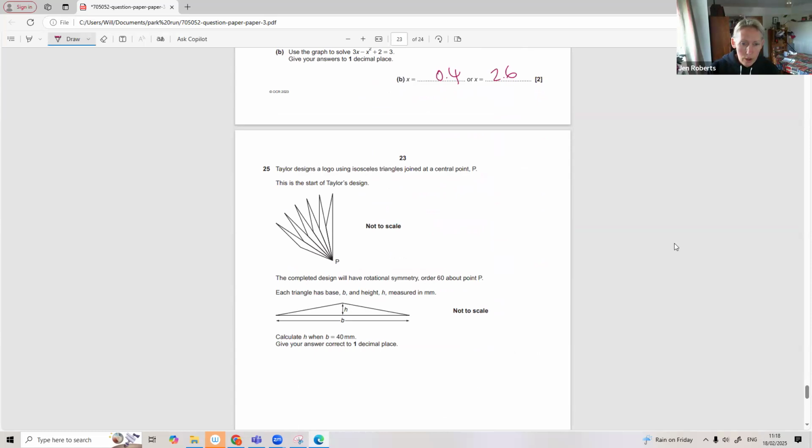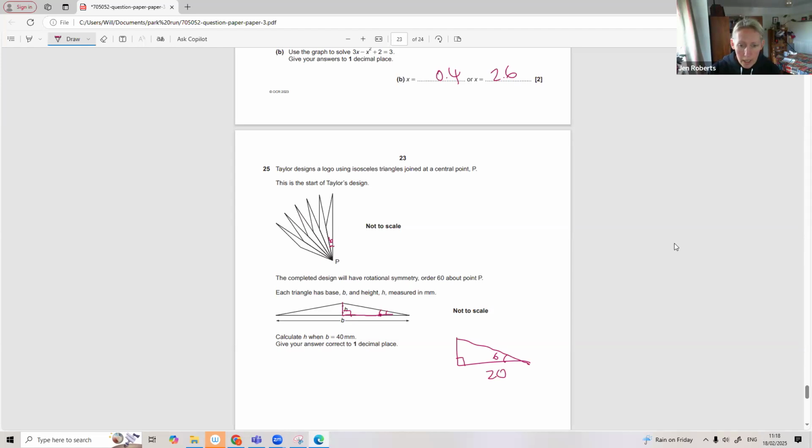This has got a rotational symmetry of order 60, so it means it fits around a point which is 360 degrees, a full turn, 60 times. 360 divided by 60 is 6. So I know this little angle here is 6, which is this little angle here. And I've spotted a right angle triangle, so I know it's SOHCAHTOA. Let me bring my right angle triangle out. This angle's 6. The whole of B is 40, half of 40 is 20.